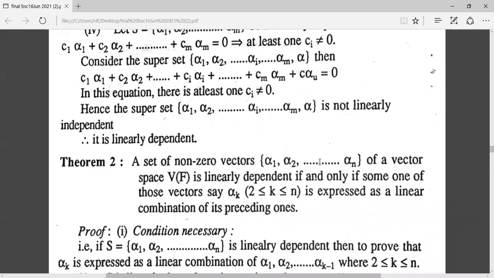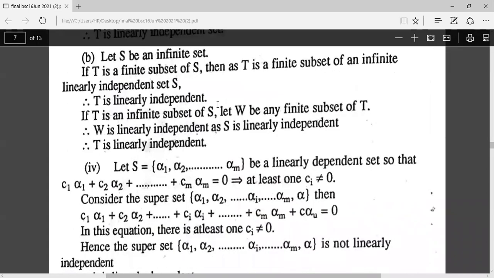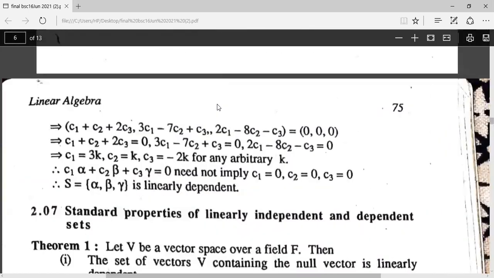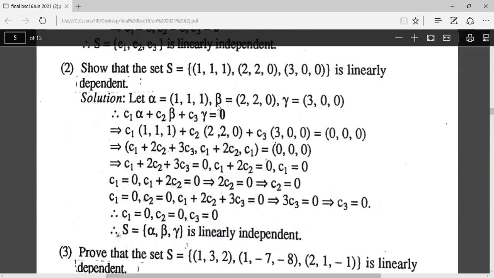Suppose alpha k is the linear combination of the preceding ones, alpha 1, alpha 2 to alpha k minus 1, written as c1 alpha 1, c2 alpha 2 and so on. Then the set of vectors alpha 1, alpha 2 to alpha n are linearly dependent. Let us cite this with an example, otherwise you cannot understand this.